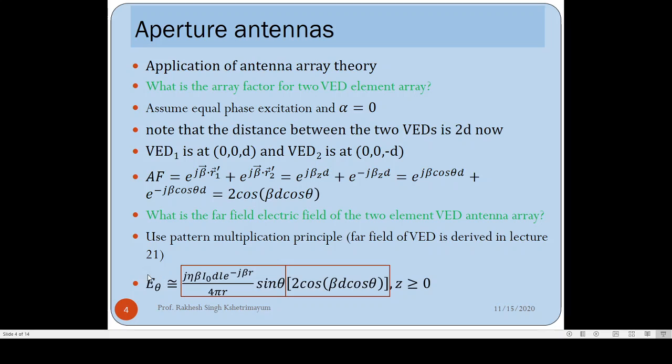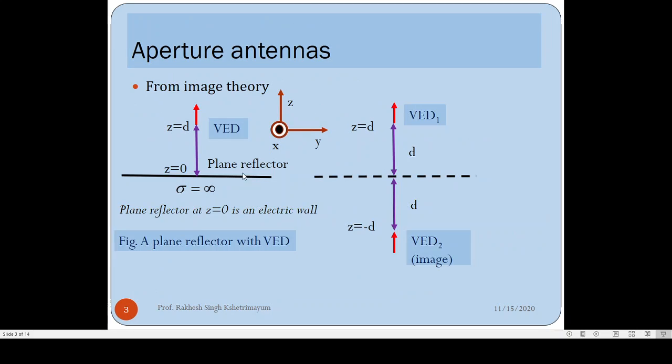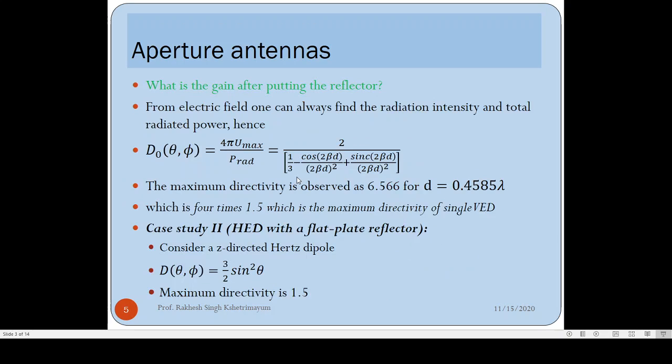You multiply these two, you get the electric field in the far field, the theta component, of this 2-element vertical electric dipole array, and that is the equivalent of the original problem. I have a vertical electric dipole and I'm placing a plane reflector, and this is the equivalent problem. So for this equivalent problem, we have already found the radiation pattern. That would be the radiation pattern of the original problem, where you have a vertical electric dipole and a plane reflector placed at a distance d from the vertical electric dipole, and we have the radiation pattern for this case in this upper half plane.